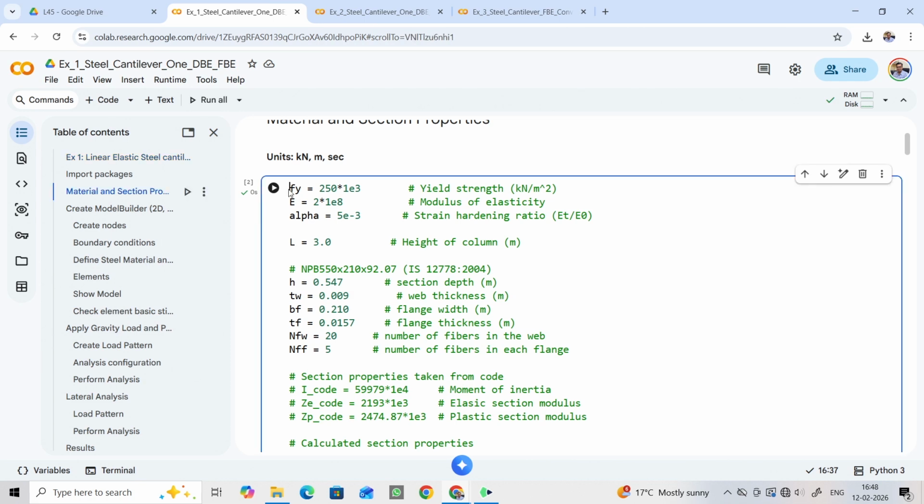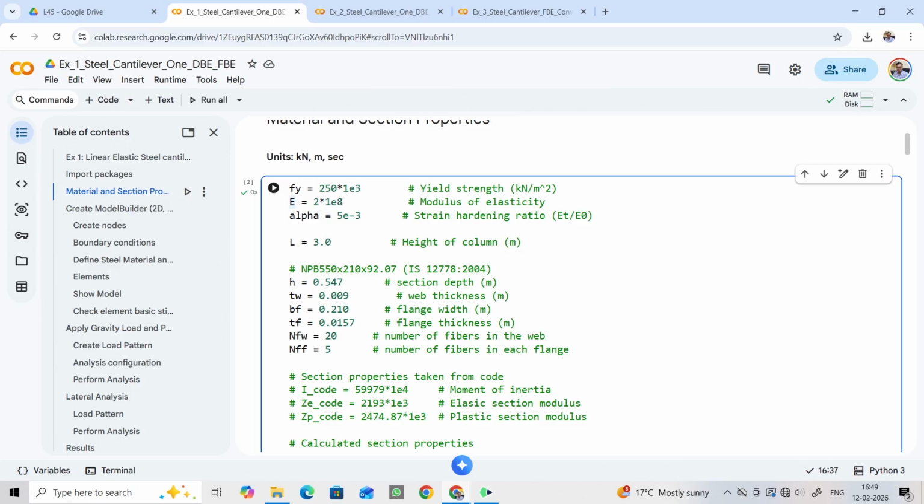I am just using Fy 250 MPa, the working unit is kilonewton meter, but I will impose the axial load and lateral displacement in such a manner that the material behavior remains linear elastic. The modulus of elasticity is 200 GPa, alpha, the strain hardening ratio, I have taken 5 into 10 raised to the power minus 3. Again, this is not going to be used in this particular example, because we are talking about linear elastic response.